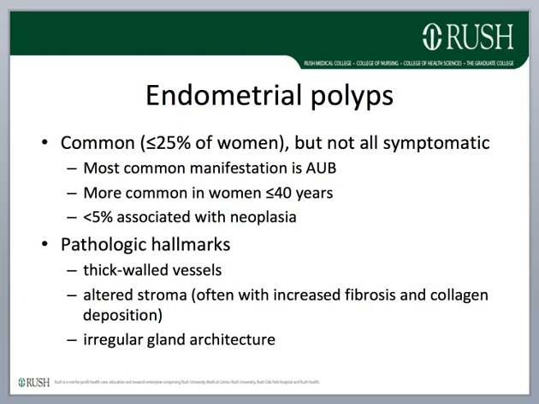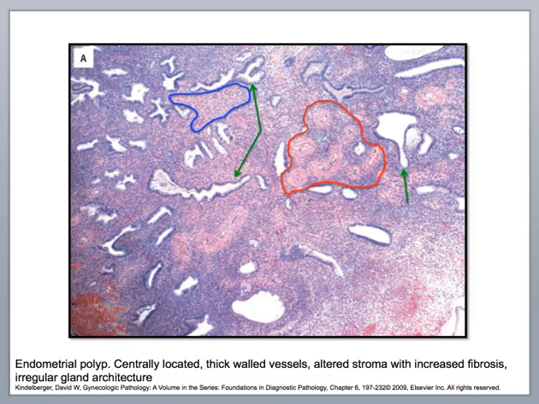The pathologic hallmarks are thick-walled, centrally located blood vessels, an alteration of the stroma, often with increased fibrosis and collagen deposition, and an irregular glandular architecture. This image shows all three pathologic hallmarks of endometrial polyp.